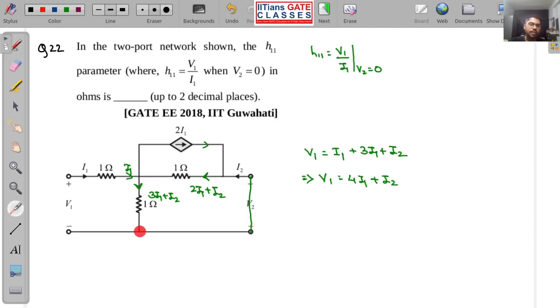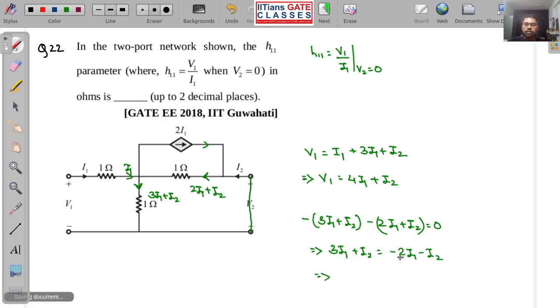So what can I do? Again I will be applying KVL in this loop. In this loop if I apply KVL, I will be getting the result. So look, minus (3I1 plus I2) minus (2I1 plus I2) equal to 0. So this will be what? 3I1 plus I2 is equal to minus 2I1 minus I2. So this will be what? 5I1 is equal to minus 2I2. So I2 is equal to minus 2.5 I1.